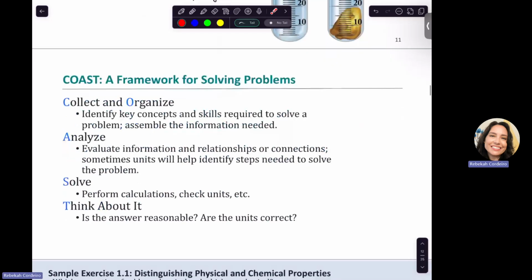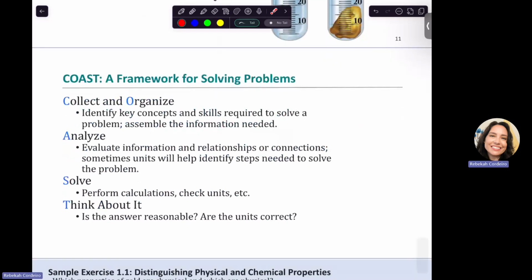We're going to be using a framework for solving problems in this class called COAST, and we're not going to do each letter out every time, but it is helpful for you to know just how we're going to be thinking about solving problems. First, we're going to collect and organize information. So instead of just looking at a word problem and then immediately going straight to your calculator, we're going to write down what do we know, what formulas do we need to use, what definitions? What does that thing mean in the problem?